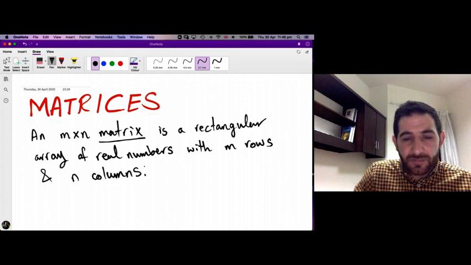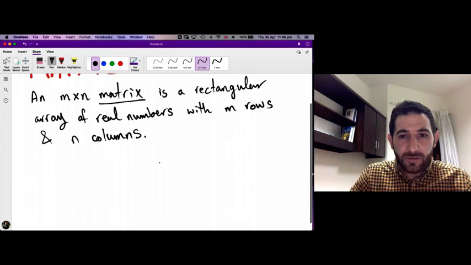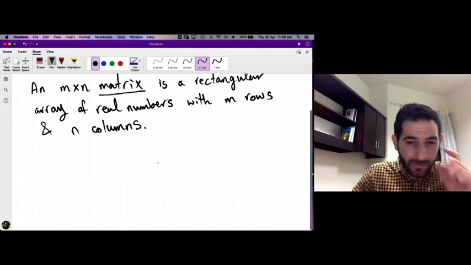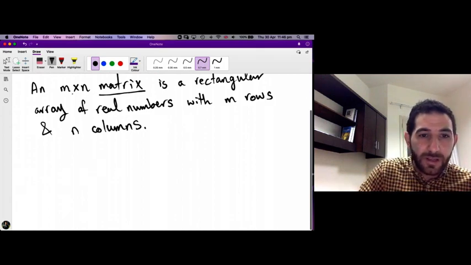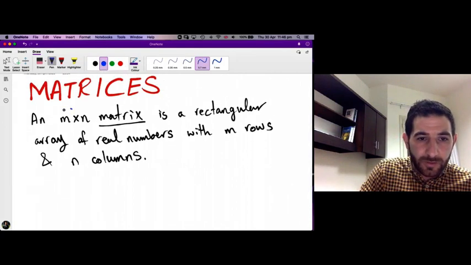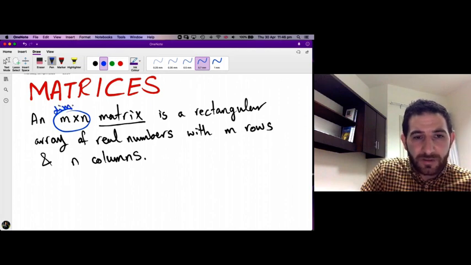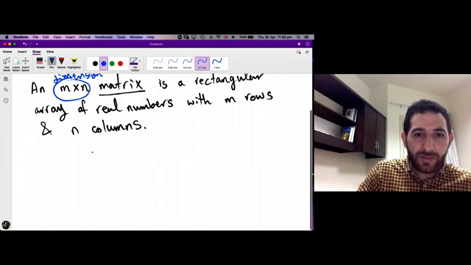So you just imagine that we have real numbers arranged in a table or in an array with m rows and n columns. So let's have some examples. And by the way, we call this m by n the dimension of the array, and the dimension of the matrix. Let's have an example of a matrix.